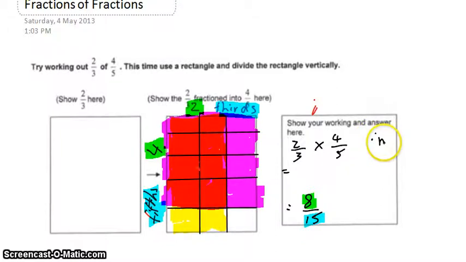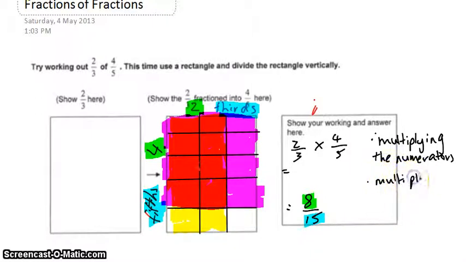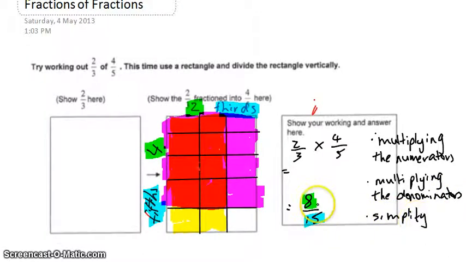So whenever we're doing multiplication, we can simply say that we're multiplying the numerators, and then we're multiplying the denominators, which is the numbers on the bottom, and then we need to simplify if necessary. If 8/15 is the lowest it can go, then we leave it as that. Okay, let's just look at another one.